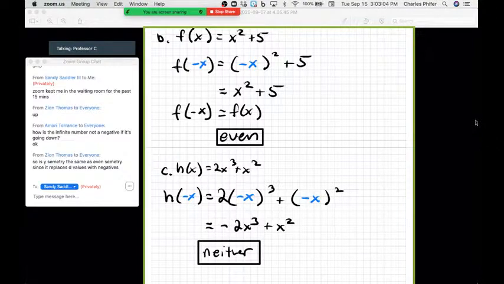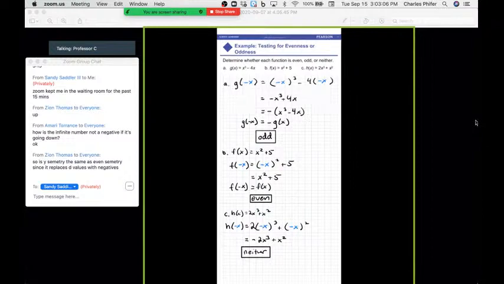Okay, let's see how we do. I think I will condense this down to one page. Oop, that's not the right tool.